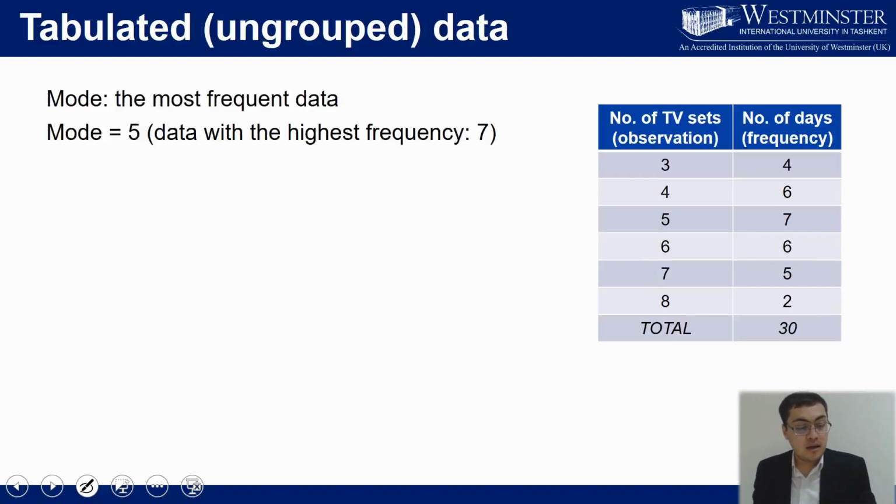Right, so now let's calculate the mode. The mode is among the easiest to calculate from a tabulated ungrouped data structure. All you have to do is basically look at the frequencies and select the observation that corresponds to the highest frequency. In this case, the number 7 is the highest frequency that we have. As a result, our mode is going to be number 5. That is 5 TV sets, or the most common number of TV sets that were sold during a month.